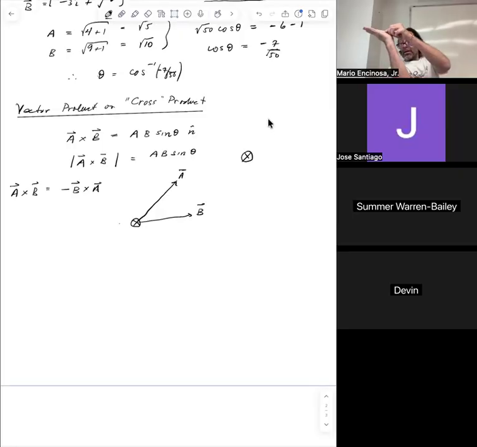B cross A, here's B. So B is the first vector. I put it in the palm of my hand and I push it into A. And notice my thumb is pointing right at my forehead. It's out. B cross A, it's out.